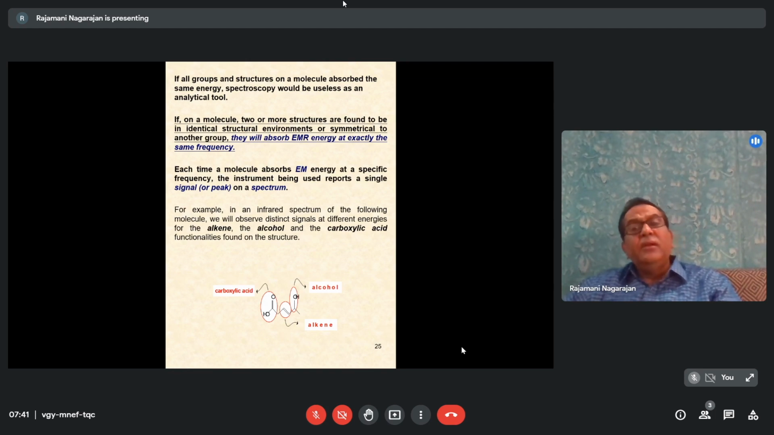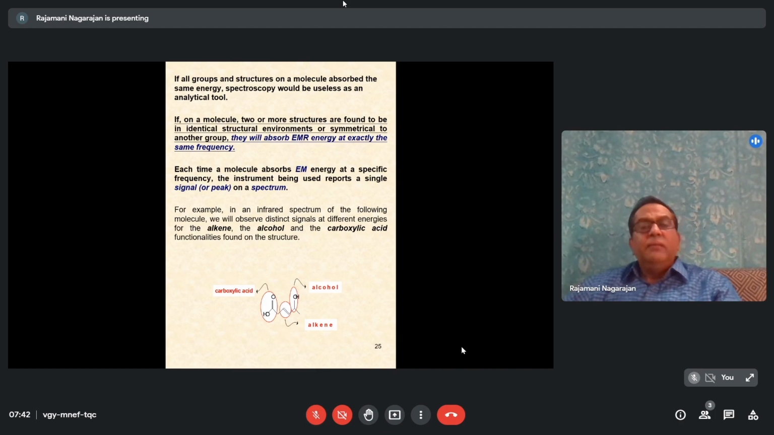Therefore, if on a molecule two or more structures are found to be in identical structural environments or symmetrical to another group, they will absorb EMR, electromagnetic energy, at exactly the same frequency. Each time a molecule absorbs electromagnetic radiation at a specific frequency, the instrument being used reports a single signal or a peak on a spectrum.